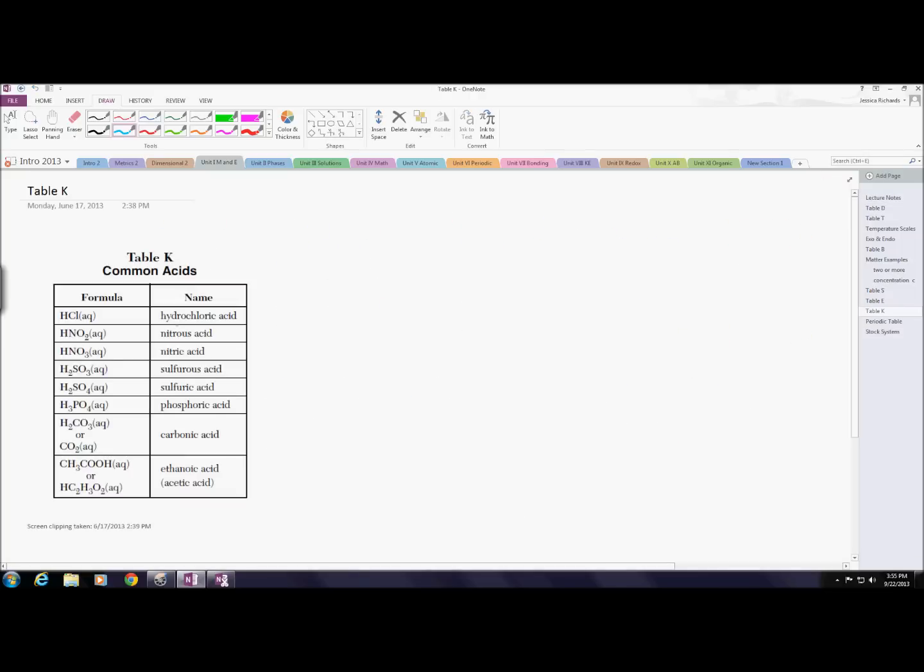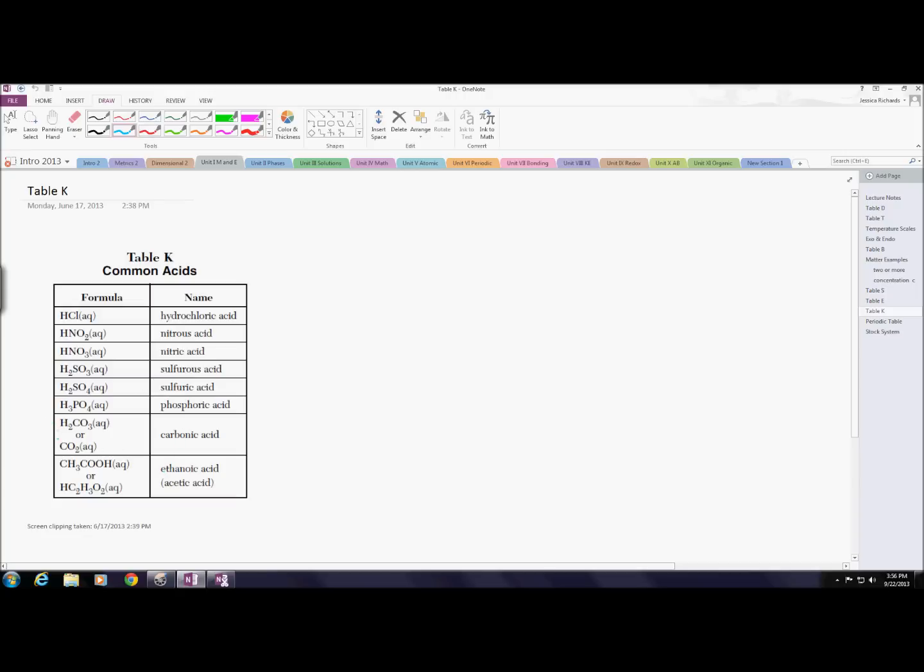So here are the acids. Hydrogen chloride would be in its pure form. It's a gas. Once we make it an aqueous solution, we call it hydrochloric acid. This would be hydrogen nitrite in its pure form. When we mix it with water, it becomes nitrous acid. This would be hydrogen nitrate. When we mix it with water and it's aqueous, it's nitric acid. So you kind of see the pattern here. The acids that show up on your final exam are all listed.